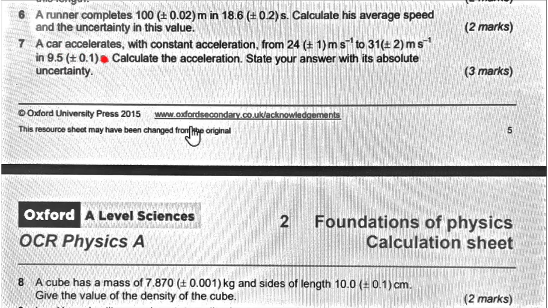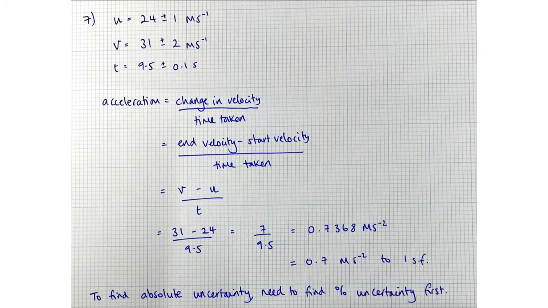A car accelerates with a constant acceleration from 24 to 31 meters per second, so plus or minus 1 and plus or minus 2, and it takes 9.5 seconds plus or minus 0.1. Calculate the acceleration, and then we need to state our answer with its absolute uncertainty. So then we can write down what we know. So the starting velocity is 24 plus or minus 1, end velocity 31 plus or minus 2, and the time 9.5 plus or minus 0.1.